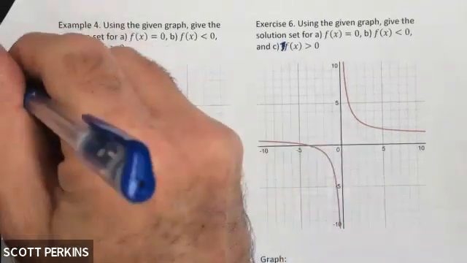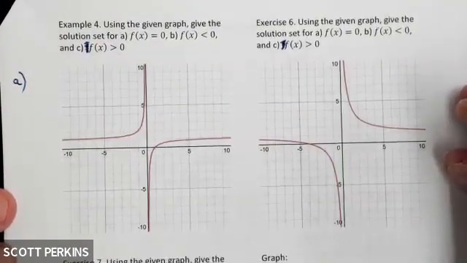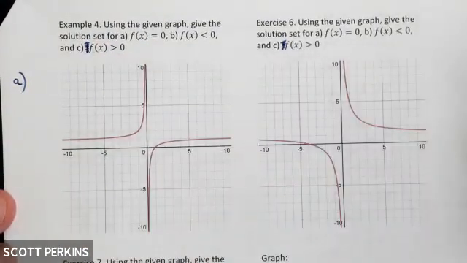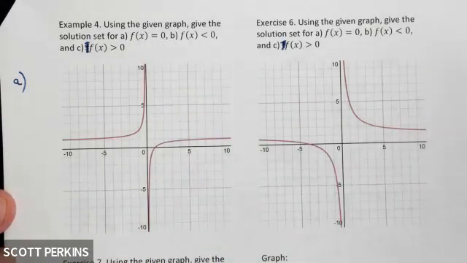So help me out. We've done this before. This is not anything new. We're just doing this in our new situation here. Where is this graph? At what x value is the function value 0? Not at 0. 0 is an asymptote.